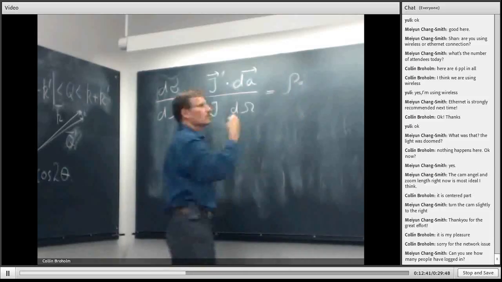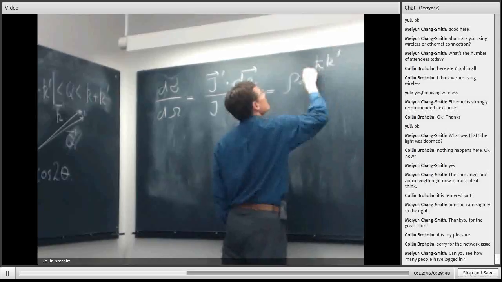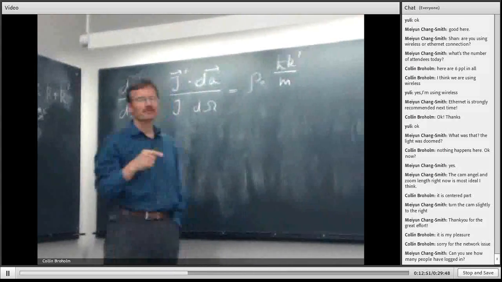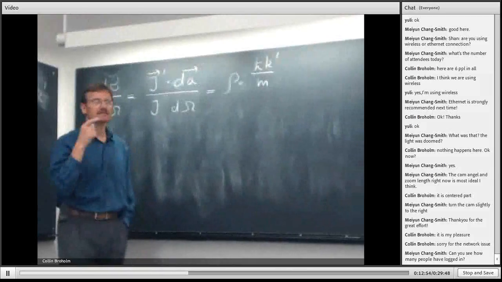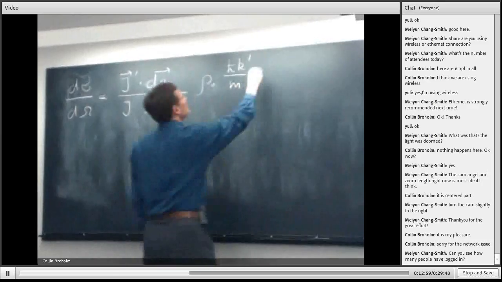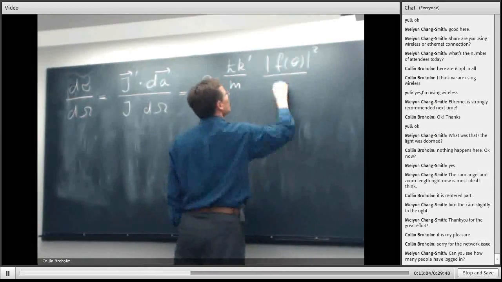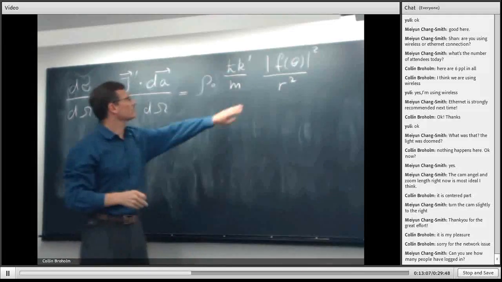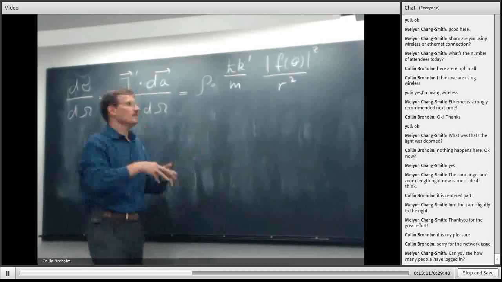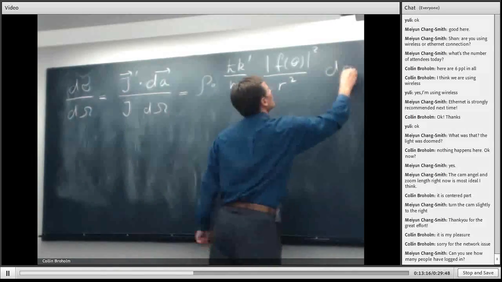There was an overall neutron density multiplied by a velocity, which was going to be h bar k prime divided by m, now keeping track of the potentially different lengths of the incident and scattered wave vector. Here I have my modulus squared scattering amplitude divided by r squared. You may remember that this expression arose as a prefactor to the spherical wave emanating from the sample. And then I still have my area of the detector showing up.